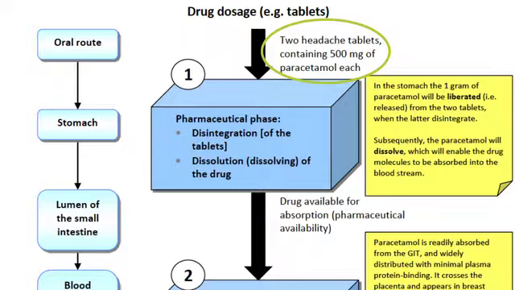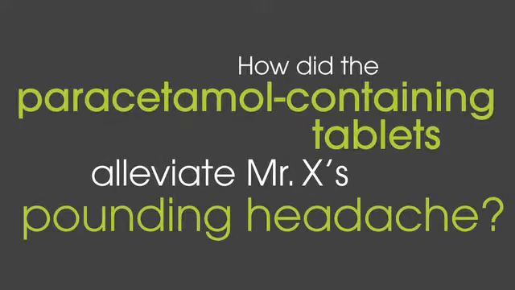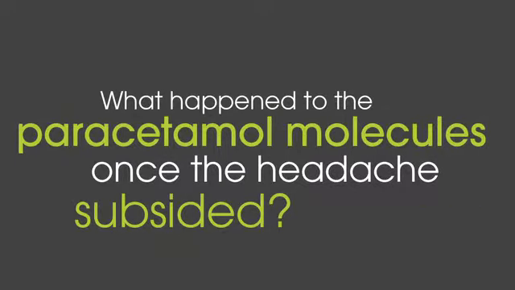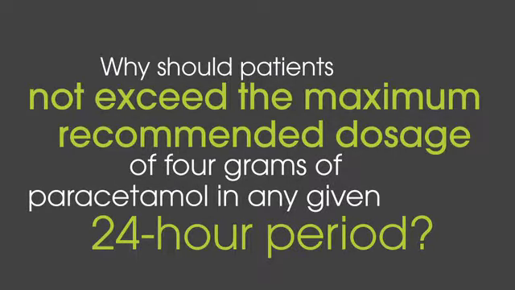The man therefore took 1 gram of paracetamol for his headache, which subsided a while later following the tablets, a glass of water, and some rest. How did the molecules of paracetamol reach their site of action in Mr. X's body? How did the paracetamol-containing tablets alleviate Mr. X's pounding headache? What happened to the paracetamol molecules once the headache subsided? Why should patients not exceed the maximum recommended dosage of 4 grams of paracetamol in any given 24-hour period?